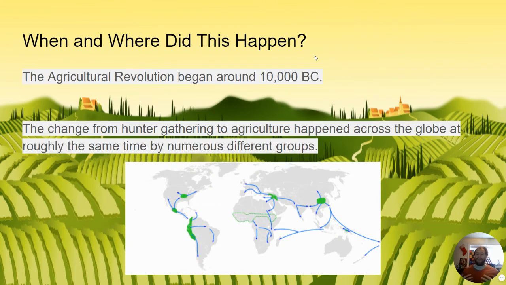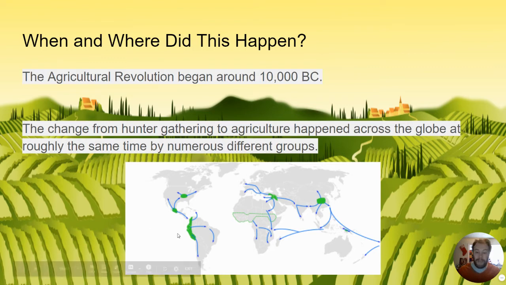So when and where did this happen? Well, the agricultural revolution began around 10,000 BC, and what's cool about it is that it happened across the globe at roughly the same time by numerous different groups. So it wasn't just one person or one group of people that were figuring this out. It happened in multiple places at around the same time.